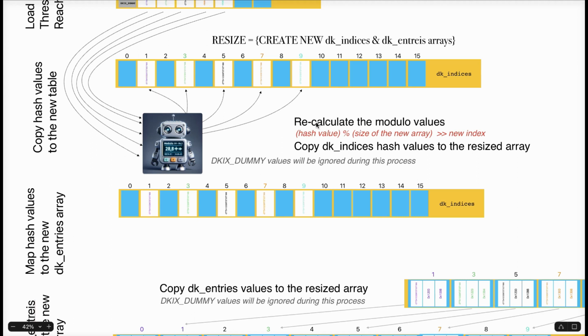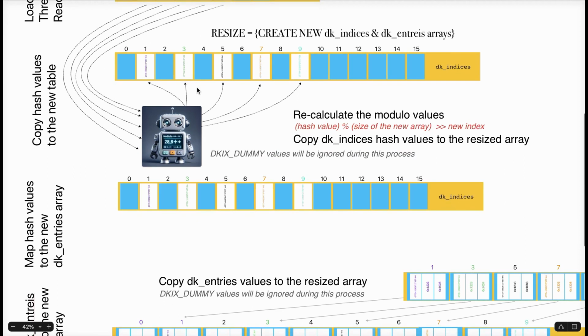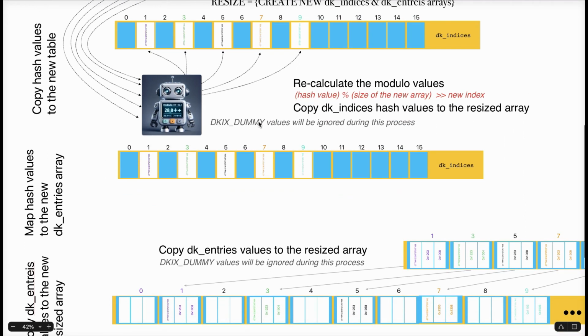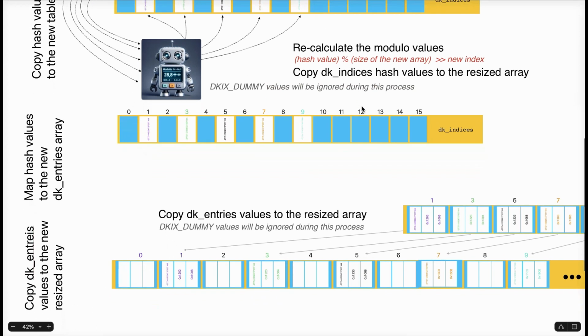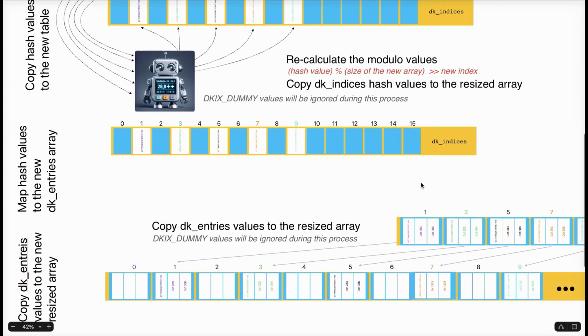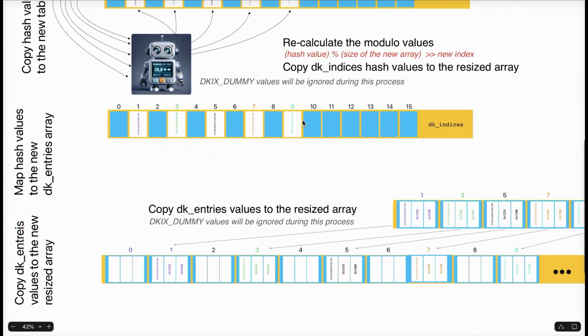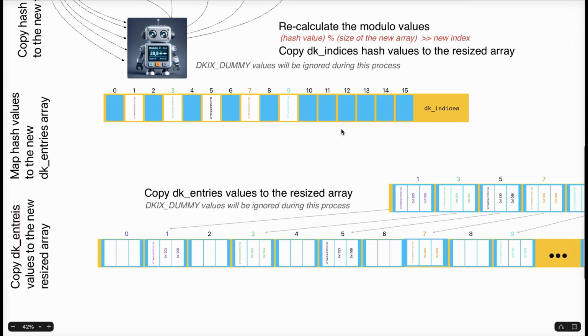So some notes here. We're recalculating the modulo value: hash value modulo the new size gives us the new index, or where we should put each hash value from the old table. And then I also remarked here that dkix underscore dummy values will be ignored during this process, thereby giving us a cleaner dk indices table. The next step is Python then populates them. This is our new populated dk indices hash table.